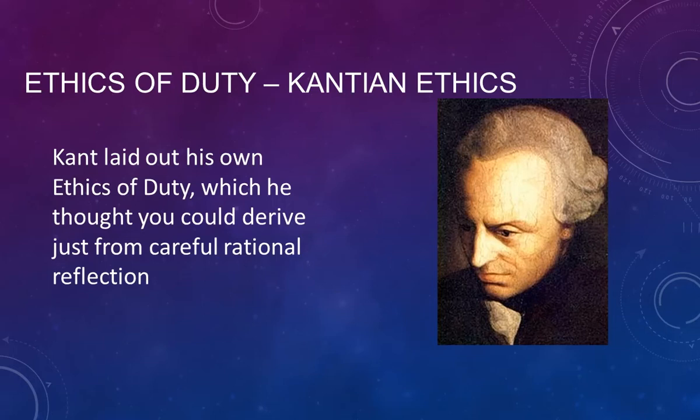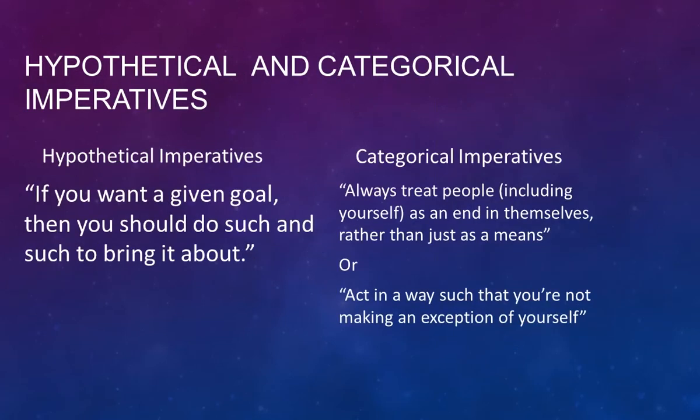His argument for this is long and complicated, and I probably couldn't reproduce it if I tried. I'll just tell you what he ended up with. Kant wants to make a distinction between two kinds of imperatives. I said at the beginning of this that an imperative is always a kind of normative claim. Well, here are two kinds of normative claims that have very different status.